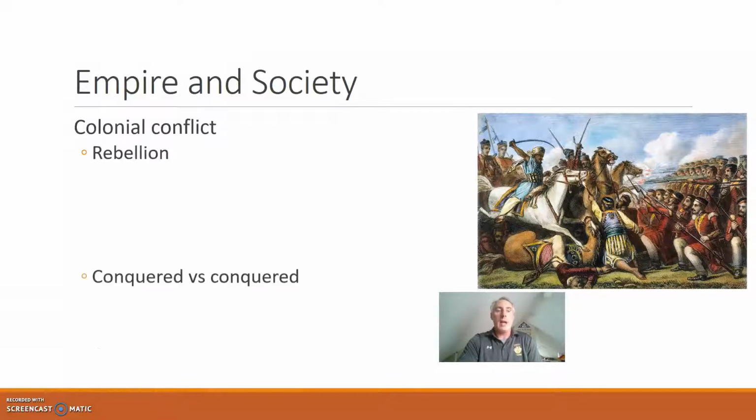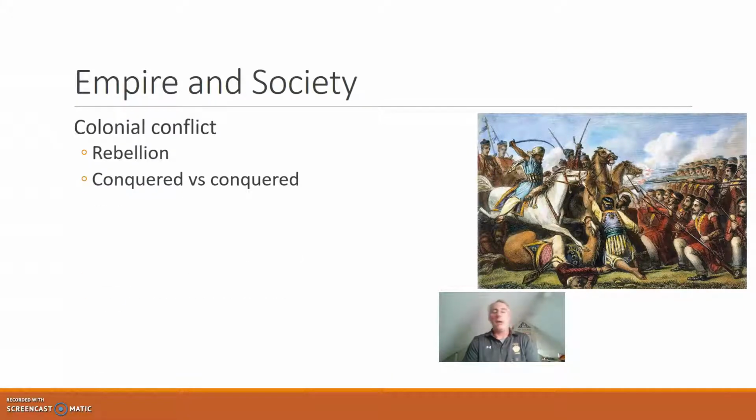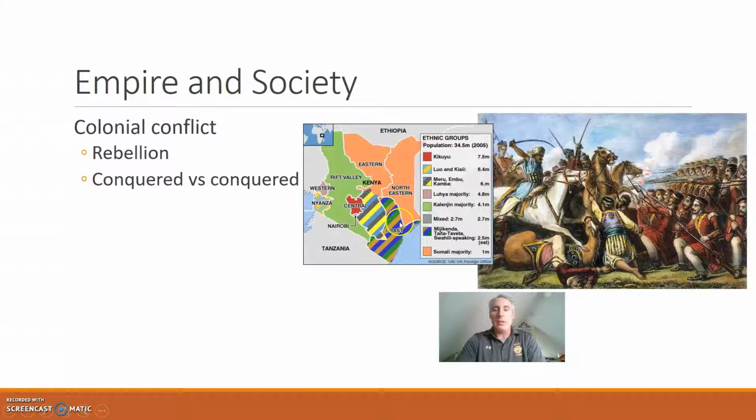The other kind of colonial conflict is conquered versus conquered. Conquered peoples fighting amongst themselves. Empires forced people who spoke different languages, worshiped different gods, sometimes didn't even get along, to all of a sudden be under the same flag. Look at Kenya, for instance. You look at the different ethnic groups. Now, this was part of the British Empire, and the British Empire decided that this is all going to be Kenya. Well, all of these people, if you went back centuries, weren't part of the same nation. They didn't speak the same language. They didn't have that many similarities. Now they're told that they all have to be good British citizens. It didn't work out all the time.